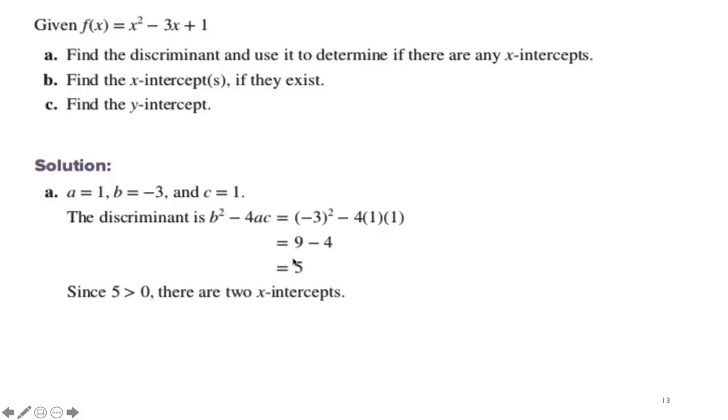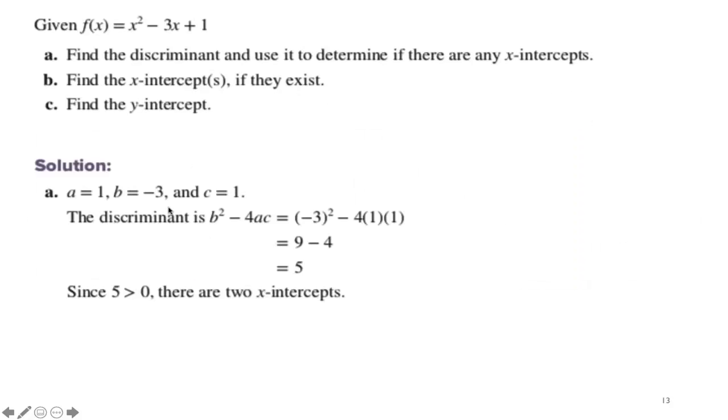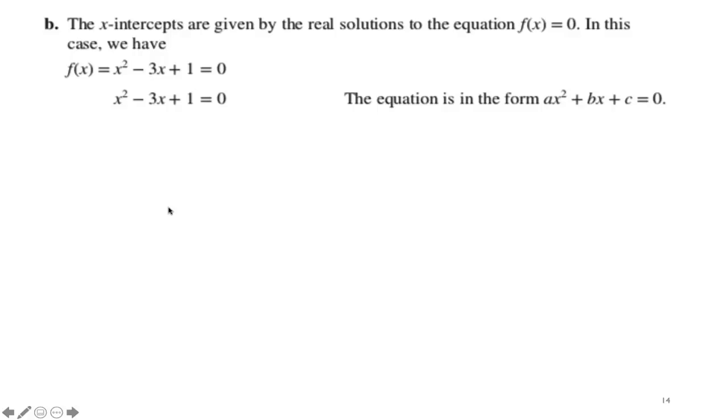So we have 2 x-intercepts, right? It's just the case we saw earlier. This case right here, because if the discriminant is positive, we have 2 x-intercepts. So now we know that we have 2. We can solve for them. So again, setting the function equal to 0. So notice here's the original function. If I want to solve for x-intercepts, I have to set the function to 0.